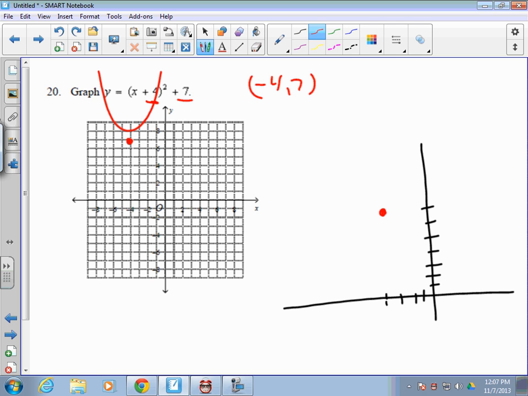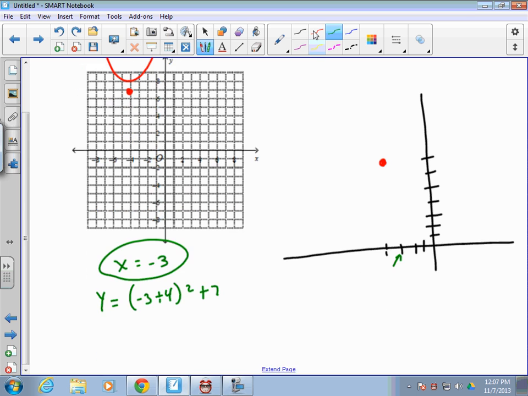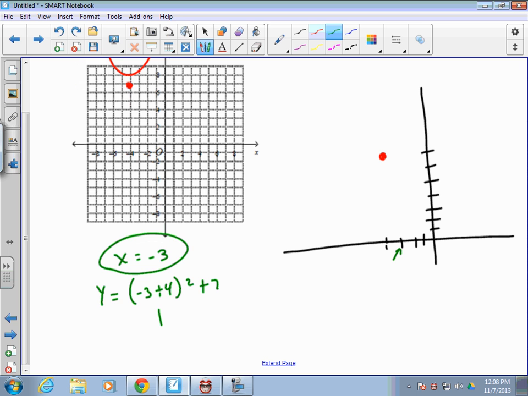So you have to go to the next x value. The next x value is negative 3. When x equals negative 3, just plug it into the rest of the equation. y equals negative 3 plus 4 squared plus 7. Negative 3 plus 4 is 1, squared is 1, plus 7. So y's value is going to be 8. So when x is negative 3, y's value is 8. So plot that next one. Negative 3, we're going to go up to the next higher value.